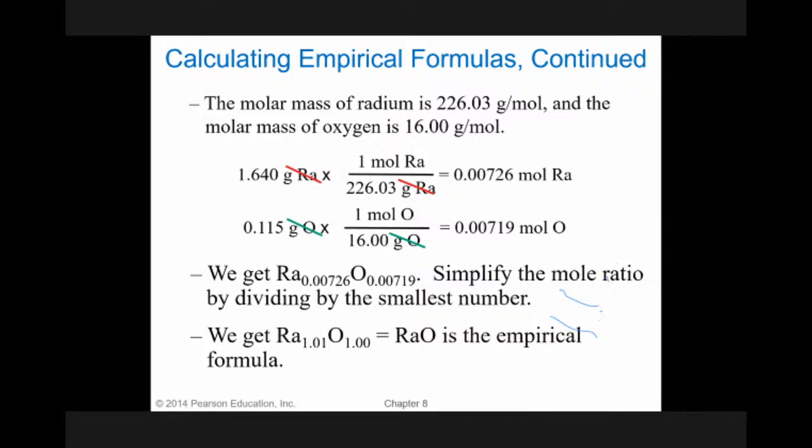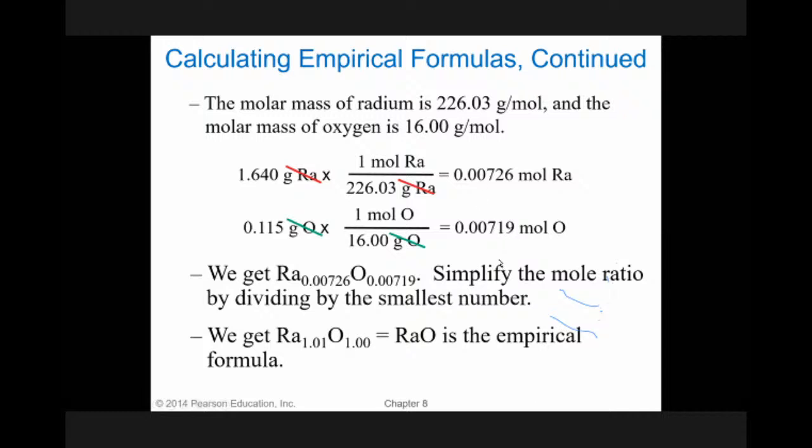So what is the mole of Ra when you have 1.640 grams of Ra? Go through the process here. The molar mass times that gives you this number of moles of Ra. The 0.115 gram of oxygen, find out how many moles that is. It's 0.007. So take a look at those two numbers.